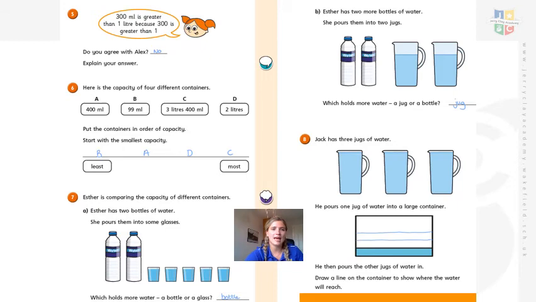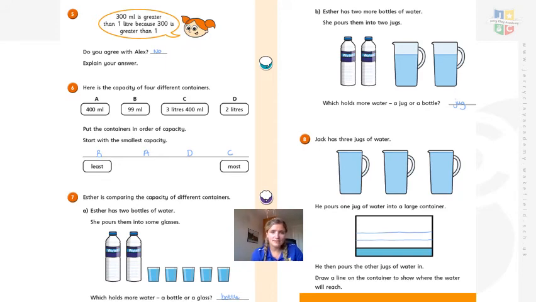Question 5, do you agree with Alex? 300 millilitres is greater than 1 litre because 300 is greater than 1. Now if you haven't explained your answer, please make sure you have done this on another piece of paper. Now Alex is not correct because even though 300 is bigger than 1, we know that millilitres are smaller than litres. So actually in 1 litre there is 1000 millilitres, which is therefore greater than 300 millilitres. So Alex is wrong because it should say 300 millilitres is less than 1 litre.